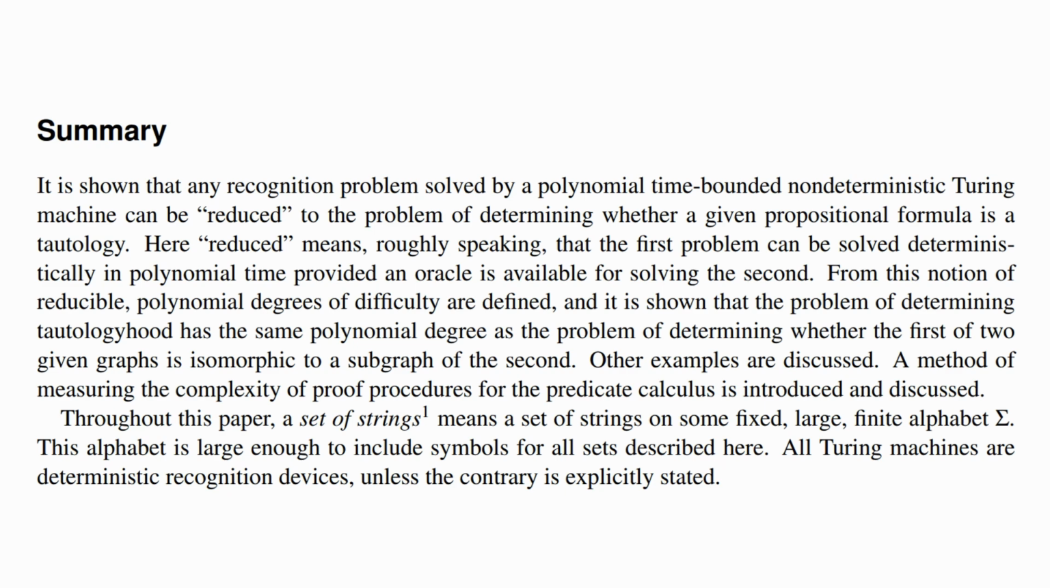First, let's ask, what are NP problems? These are decision problems where, if the answer is yes, you can verify the solution in polynomial time using a non-deterministic Turing machine, or NTM for short. But how do you show that one problem, like SAT, is complete for NP?